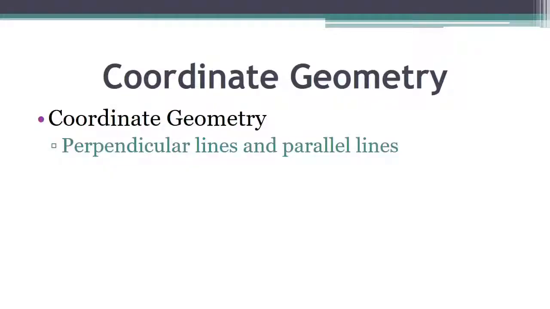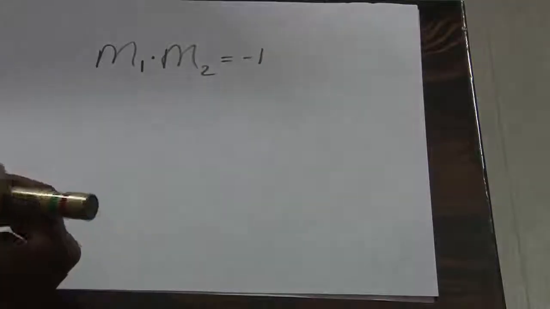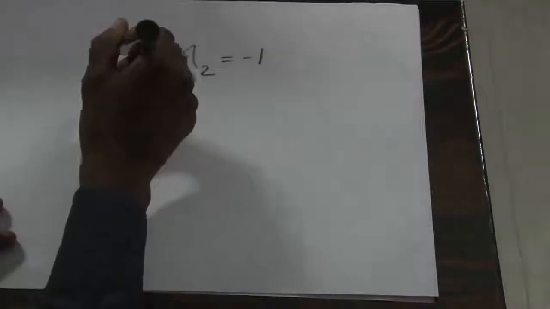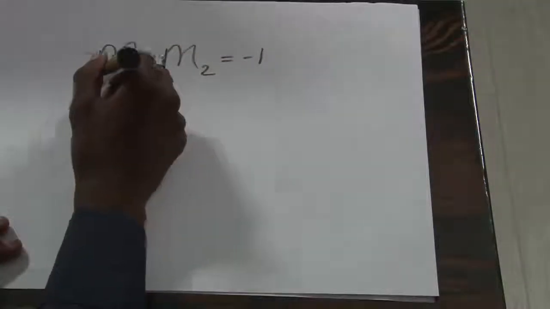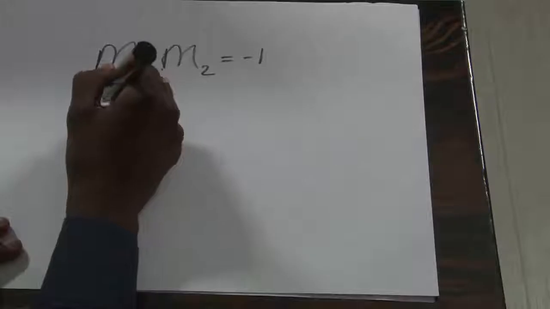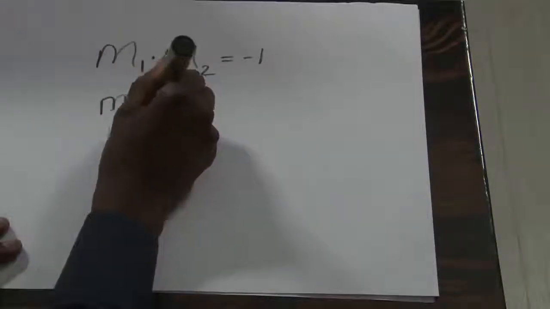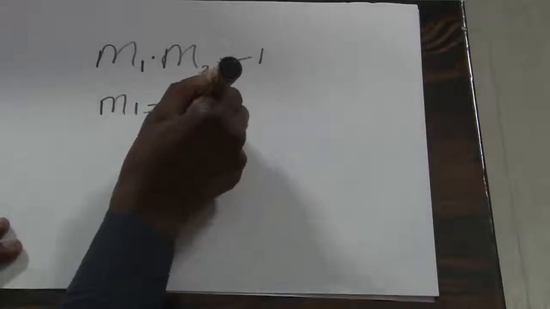And then we have coordinate geometry. You'll be given shapes in such a way that they are perpendicular to each other or parallel lines. So just know that this equation here, m1 times m2 is equal to negative 1, is very important. This is for perpendicular lines. For parallel lines, the gradients are equal to each other. This is for parallel lines. Just use that one.